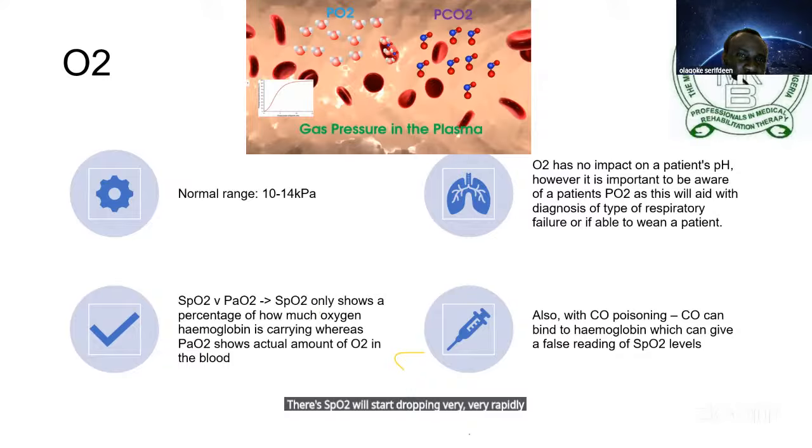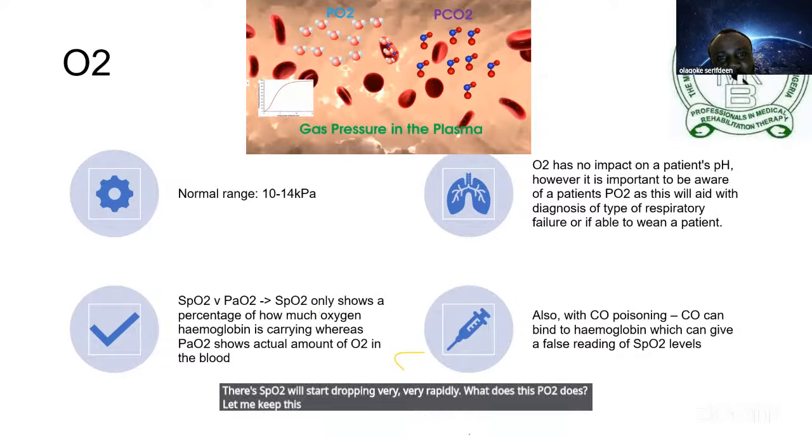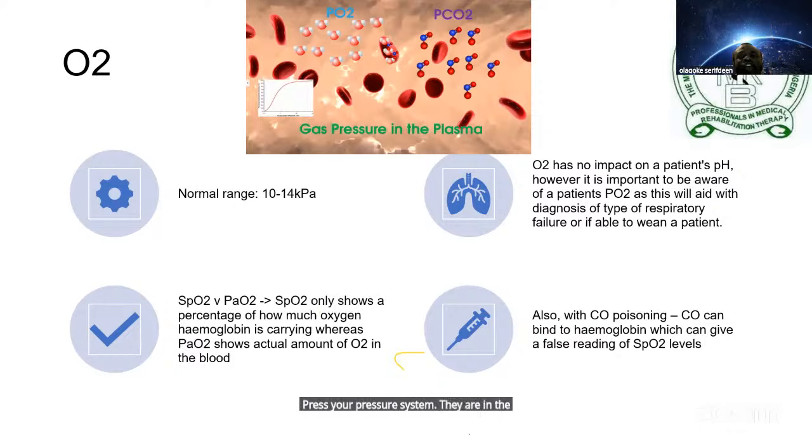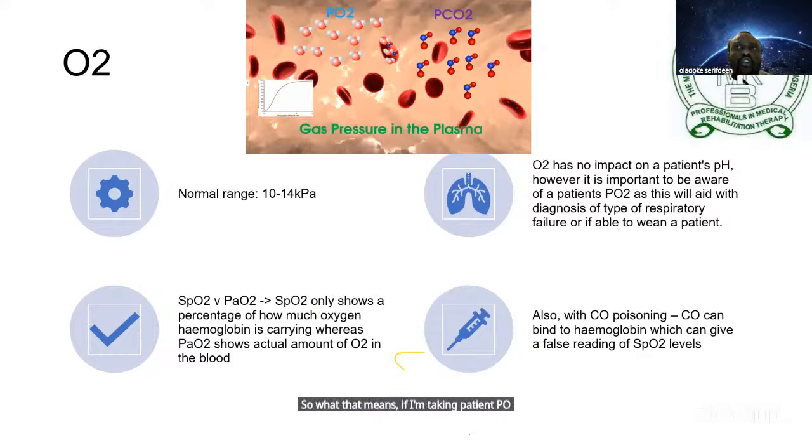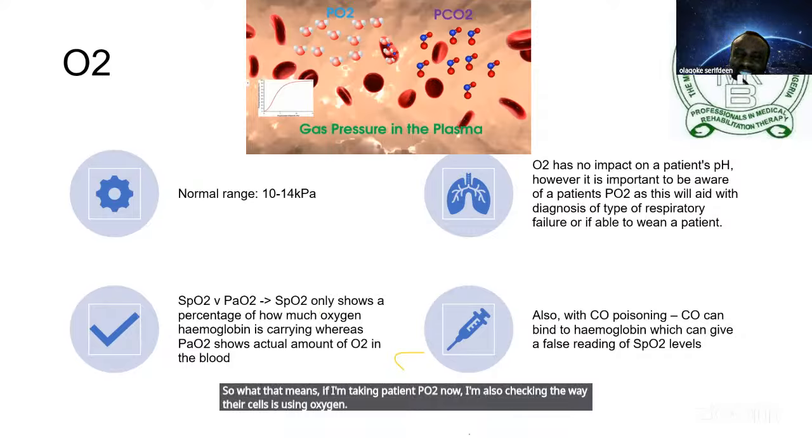What does this PO2 do? Let me keep this simple. Just remember it like a pressure system in the plasma. It is the one that pushes oxygen onto the hemoglobin. It also pushes oxygen to the cell, if that makes sense to you. So what that means is, if I'm checking a patient's PO2, I'm also checking the way their cells are using oxygen, if that makes sense.